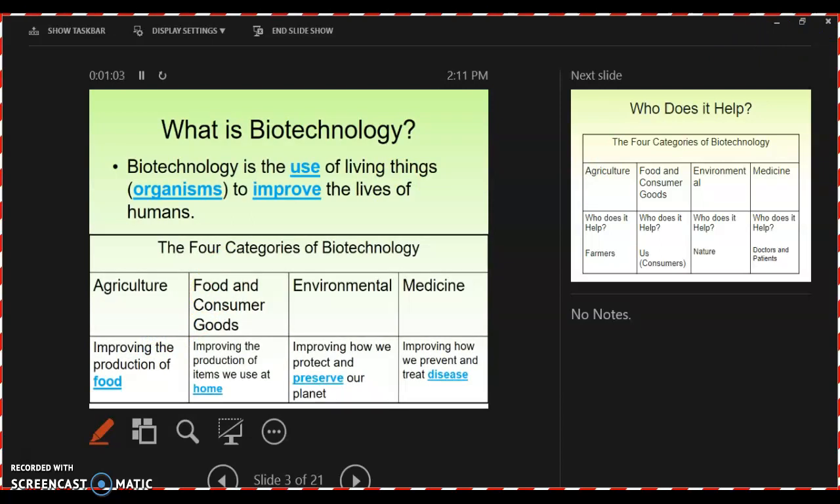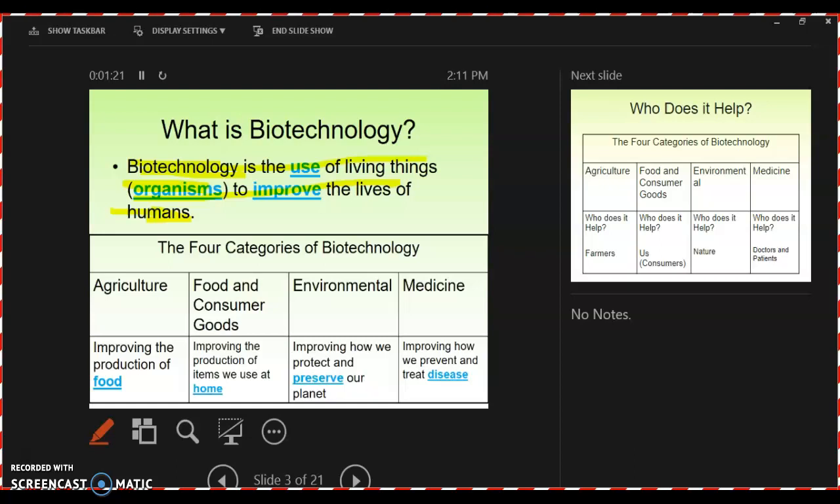Biotechnology, and you want to write this down, okay? Biotechnology is the use of living things, organisms, to improve the lives of humans. So biotechnology basically is going to benefit humans, okay? We'll break it down even more a little bit later on.